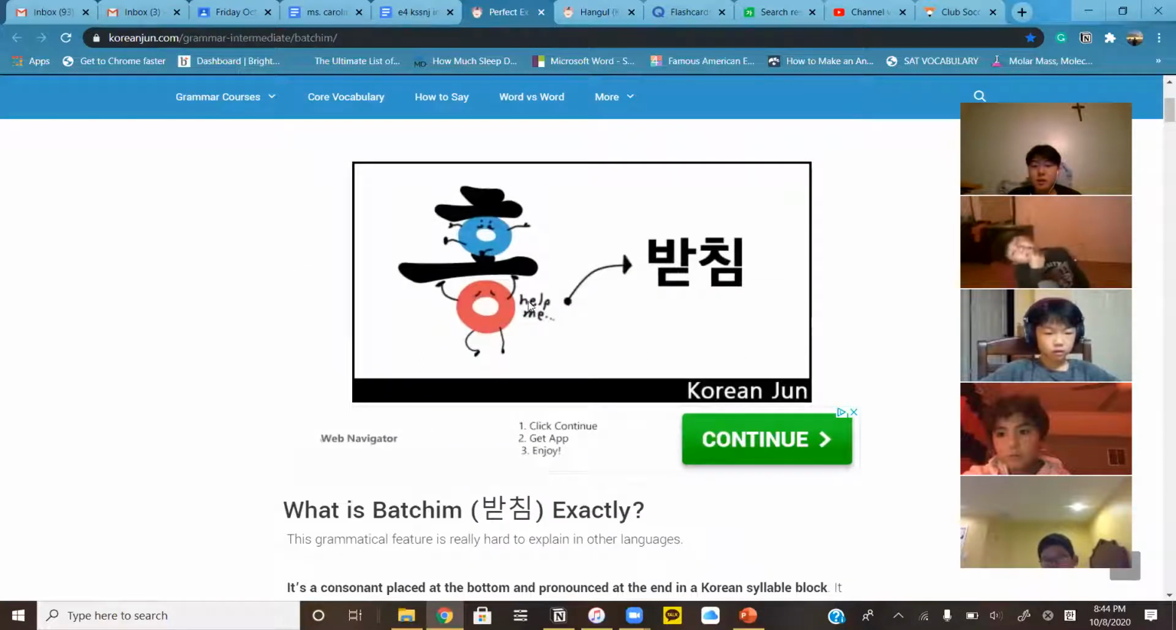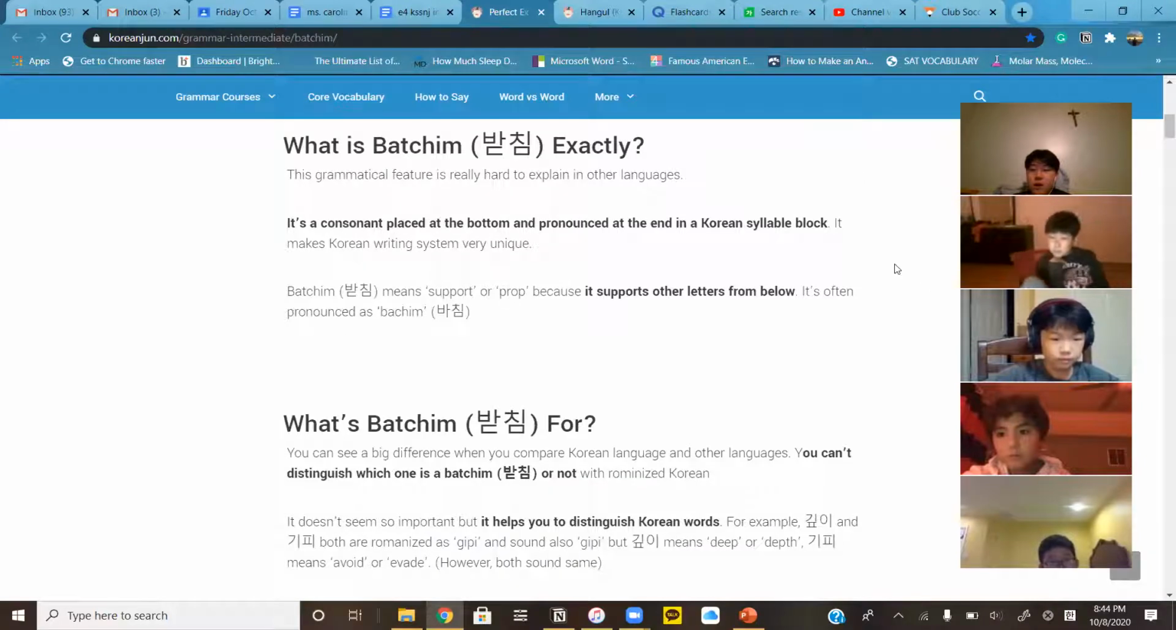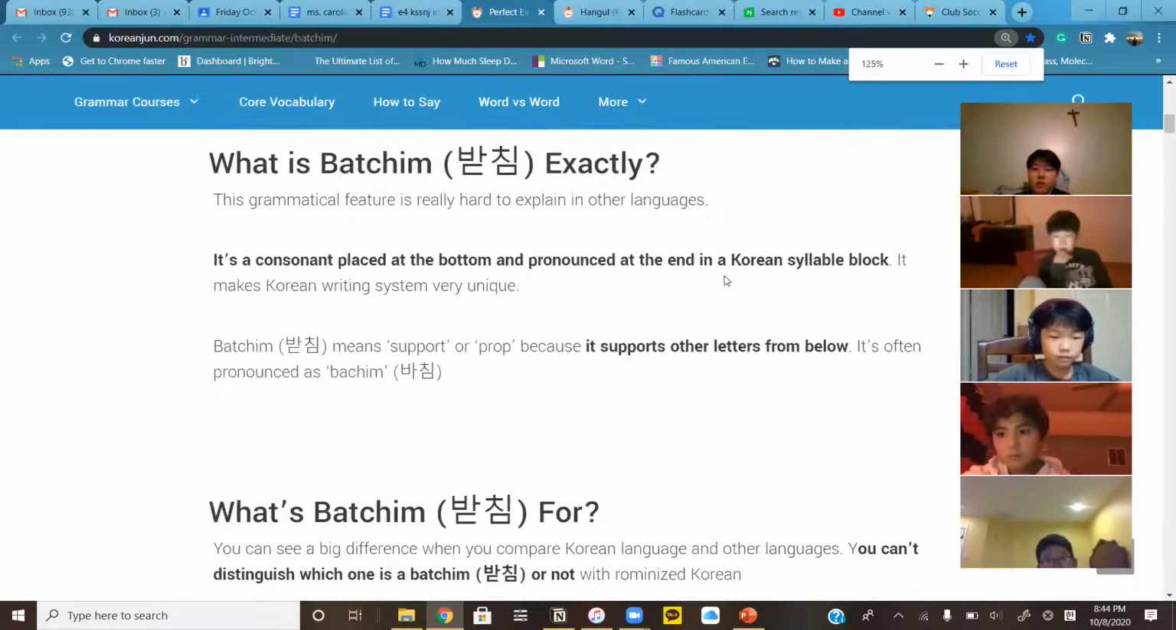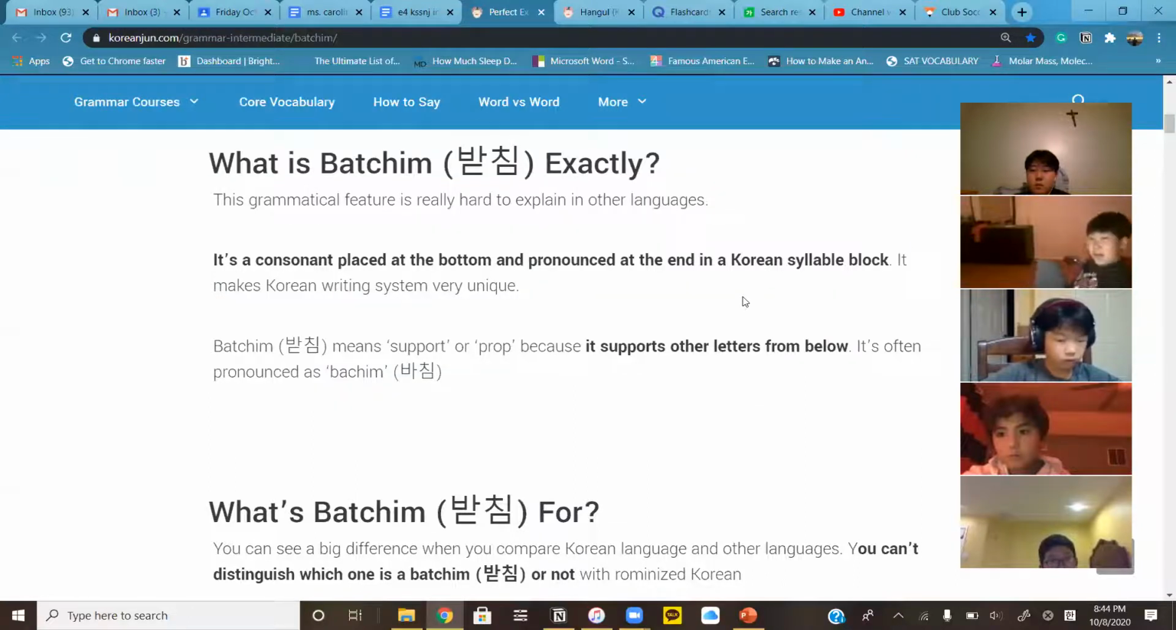All right, pachim. This is my graph representation. This is your pachim right here. It's that little consonant that is supporting the word. Okay. Eden, I want you to read this section for me. This whole section. What is pachim exactly?